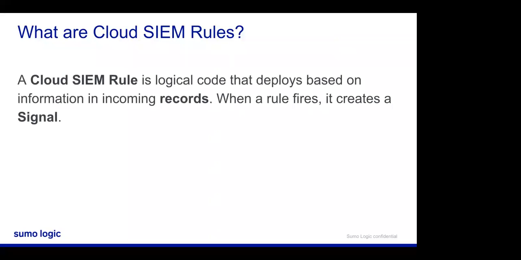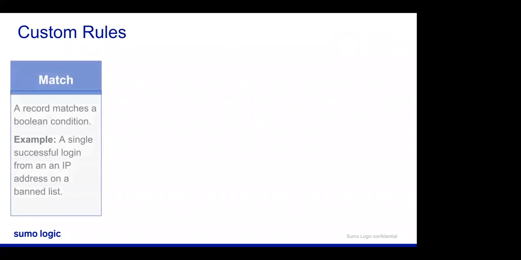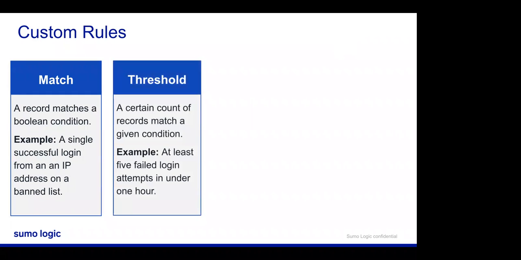But you can create your own rules. So the Cloud SIEM rule is logical code that deploys based on scanning the incoming records. And if the record matches, the rule fires and it's going to generate a signal. Okay. So you can create custom rules. Now there are 4 types of custom rules, 4 types. There's a match rule, and we actually did this in the class yesterday. There's a threshold rule, which we're going to do a lab on in just a second. So we can create a threshold rule, which we'll show you how to do. A good example here is that I want to see at least 5 failed login attempts under an hour.